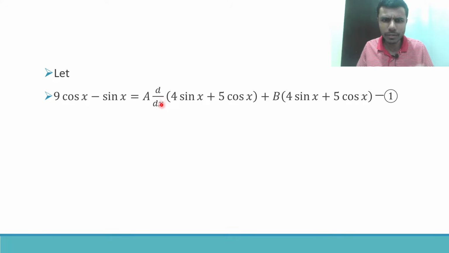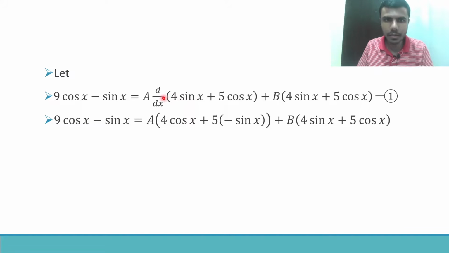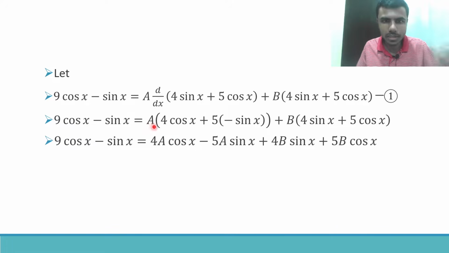Now basic simplification. See, derivative of sin x is cos x and derivative of cos x is minus sin x. The second bracket, keep it as it is. Now next, just multiply: a into 4 cos x is nothing but 4a cos x. Likewise a into 5, so 5a, and into minus sin x, so minus 5a sin x. This is what I get. B into 4 sin x is nothing but 4b sin x, and b into 5 cos x is nothing but 5b cos x. Okay. Chalo.